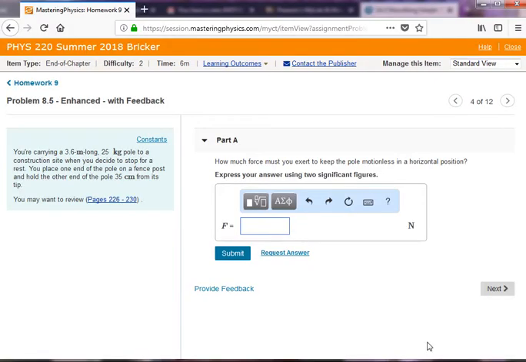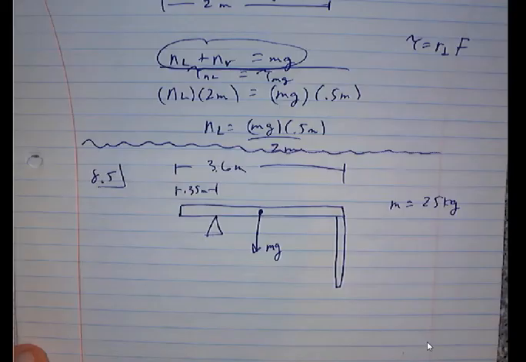Okay, 8.5. You're carrying a 3.6 meter long, 25 kilogram pole to the construction site when you decide to stop for a rest. You place one end of the pole on a fence post and hold the other end of the pole 35 centimeters from the tip. And then we want to know how much force you must exert to keep the pole motionless in a horizontal position. So we definitely need a nice sketch for this problem.